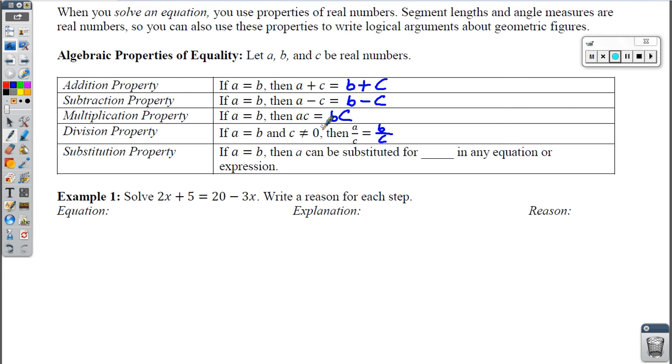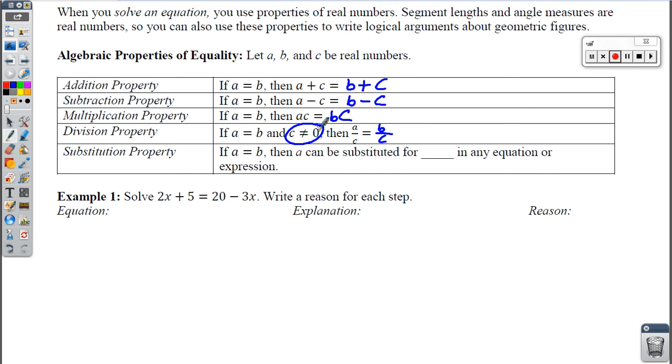Now there's this piece right here, as long as C is not equal to 0. So we cannot divide by 0 in mathematics. Dividing by 0 breaks mathematics. We can't do that. It causes bad things to happen. So as long as we're not dividing by 0, this division property holds.